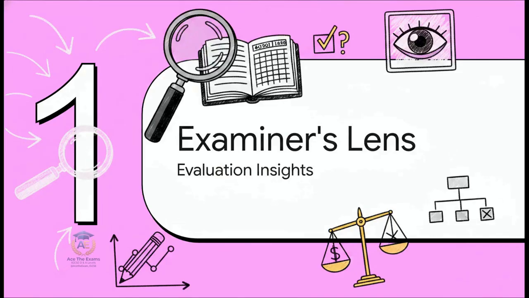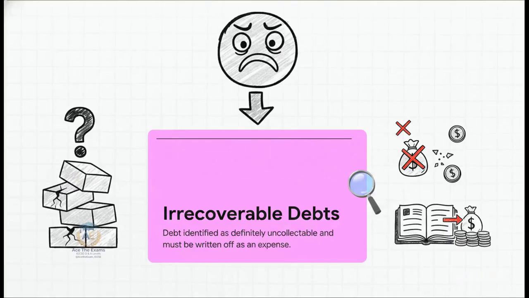Let's start with Section 1, the examiner's lens. If we truly want to unlock those top marking bands, we have to start looking at our answers exactly how the principal examiners do. And that brings us to a massive examiner alert. The reports consistently reveal that candidates jumble up key terminology. Listen, an irrecoverable debt isn't just loosely defined as money a business probably won't get. No, it is a very specific debt identified as definitely uncollectible.